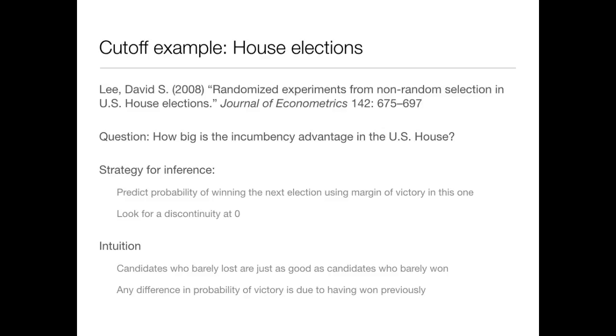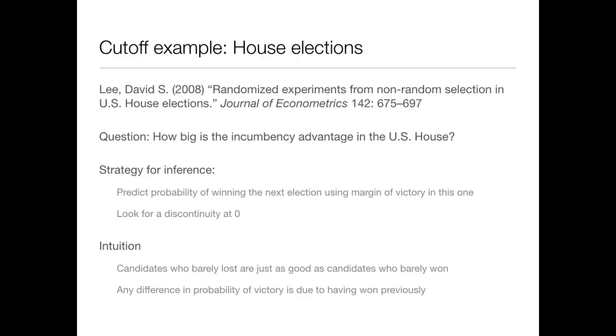So the intuition behind this is that you're going to have candidates of varying quality, and the candidates of better quality are the ones who are more likely to be elected. But the ones who are right around 0.5 vote turnout, that is, people who just barely lost an election, are probably candidates who are just about as good as those candidates who barely won.